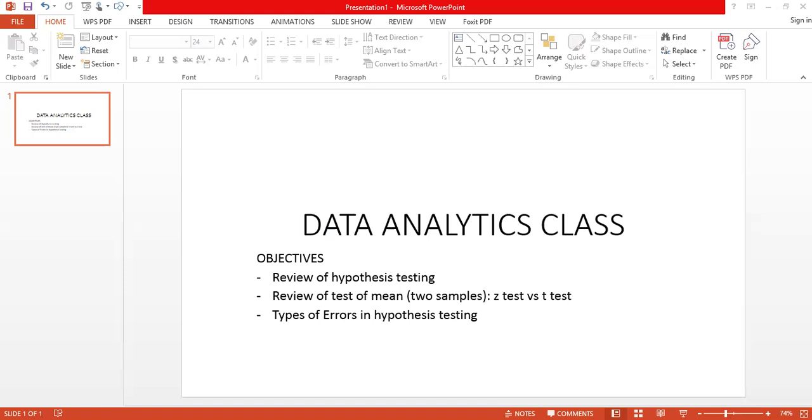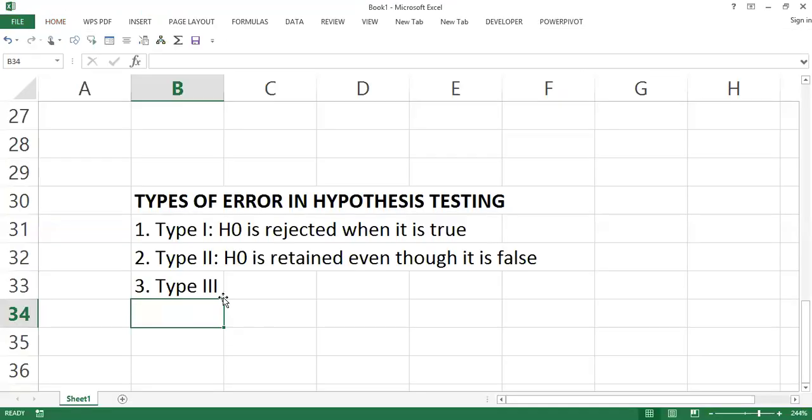Sorry, come again with the type 2. Can you see my screen? No, I'm not seeing your screen. You can't see my Excel screen? No, we only saw the data analytics class. Okay, because I'm typing it. Can you see it now?